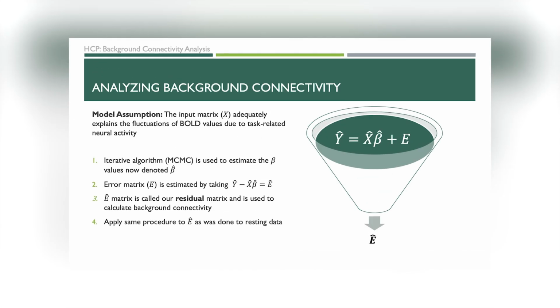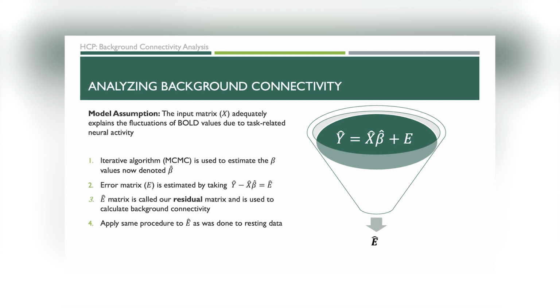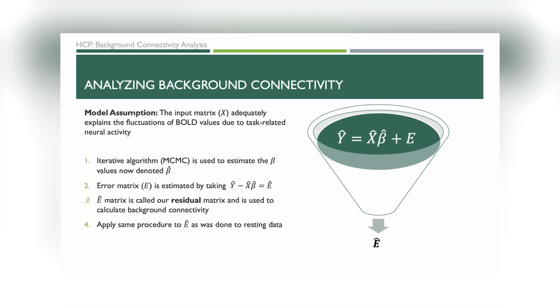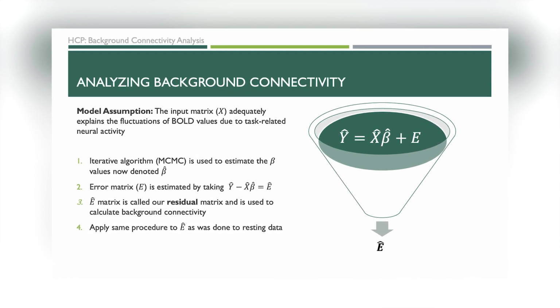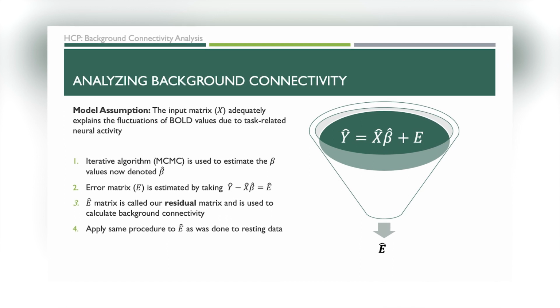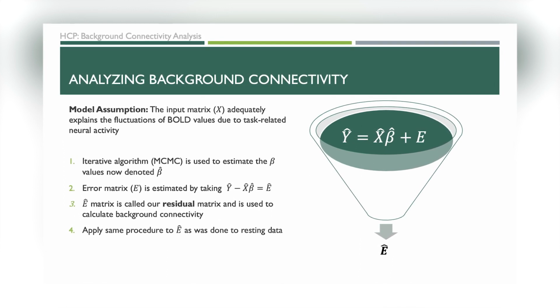Since our error matrix calculates the difference between our response variables and our input variables times a coefficient, we ideally want this value to be only taking into account that background behind-the-scenes activation that's going on, if we've accurately accounted for all of the task-dependent stimulus in this design matrix or input matrix. Okay, so that was a lot of details, but the point here is that we have this model assumption that the input matrix adequately explains the fluctuations of bold values that are due to task-related neural activity. That's what I was just mentioning, right?